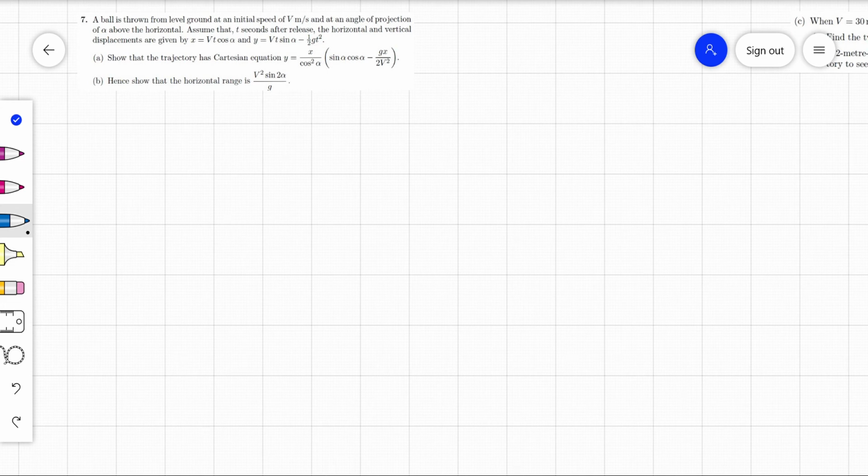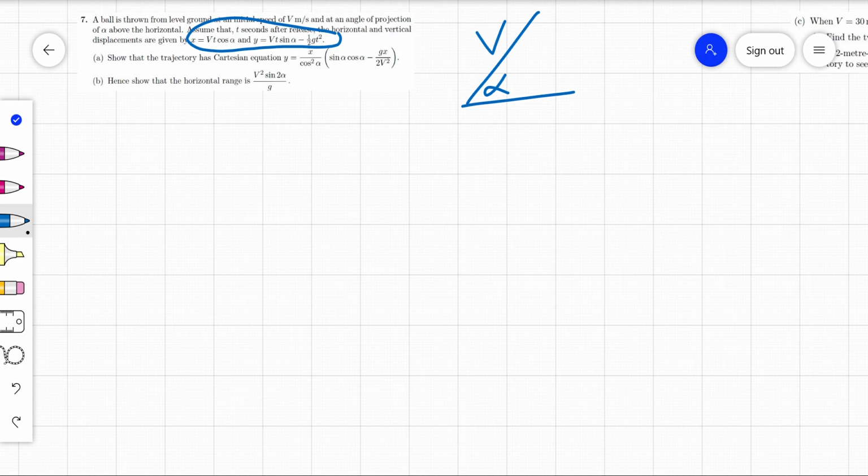So in this one, we're given some equations that we don't have to prove, and we're going to use them. So here are our two equations. A ball is thrown from level ground, velocity v at an angle of projection of alpha, so it's going up like this, here's v, and we've got the horizontal and vertical displacements.